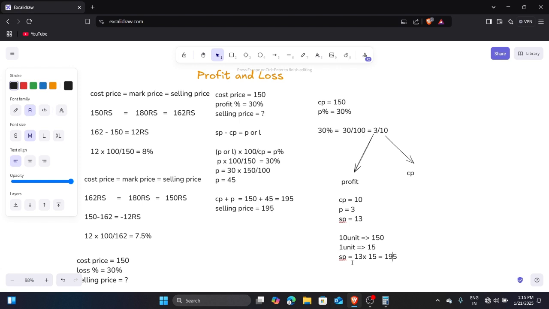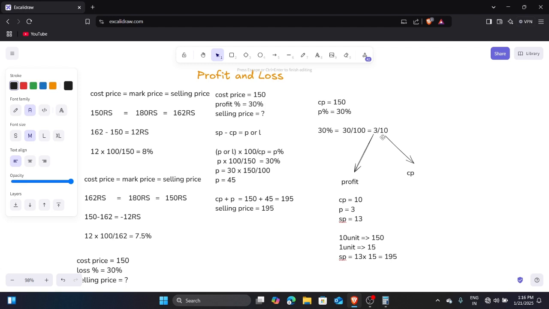And if they ask you the profit value, then just multiply this 15 with 3 also, so you get the 30% answer. 15 into 3 is 45, and here you can see that 45. So this is the method by which you can do this in the short term with the help of fraction value. This is the concept of fraction.